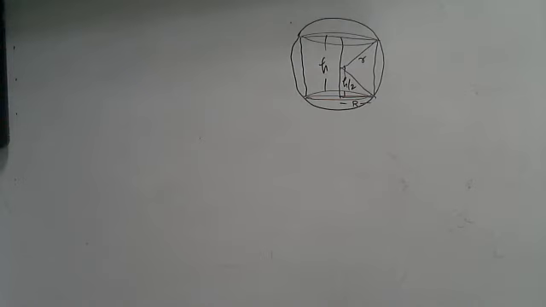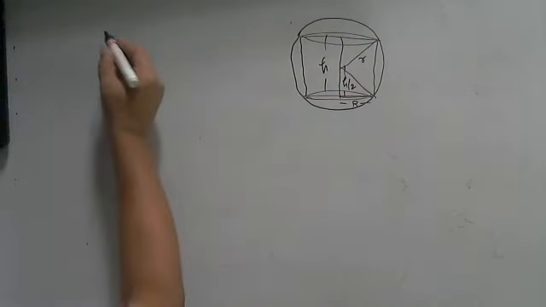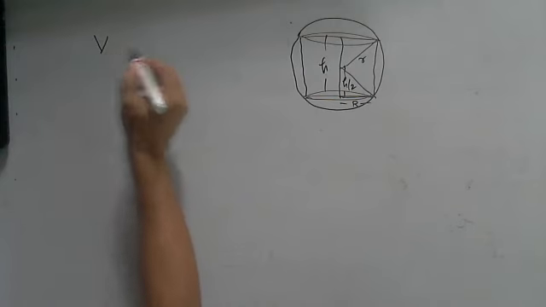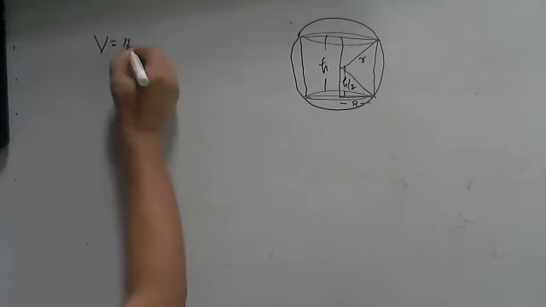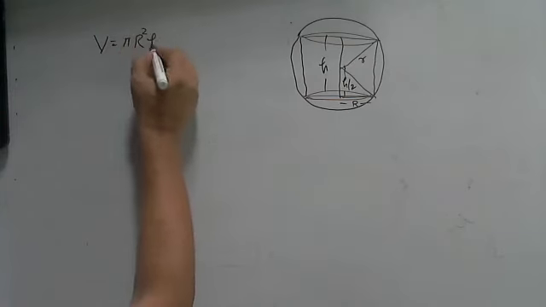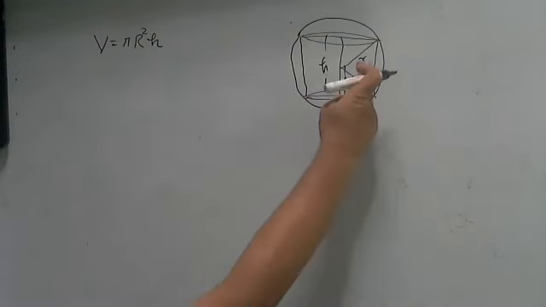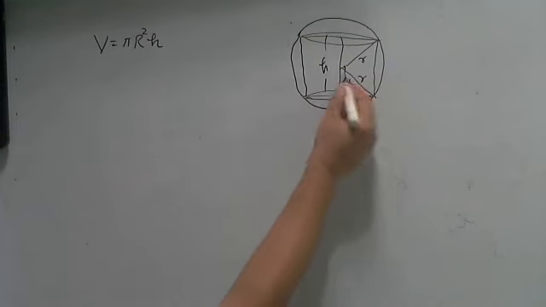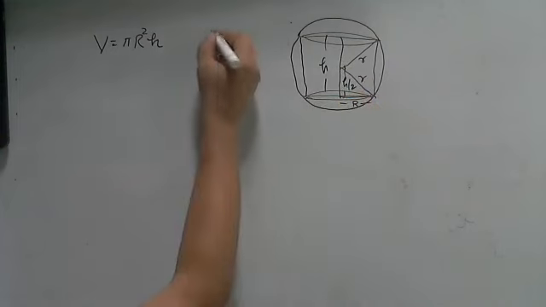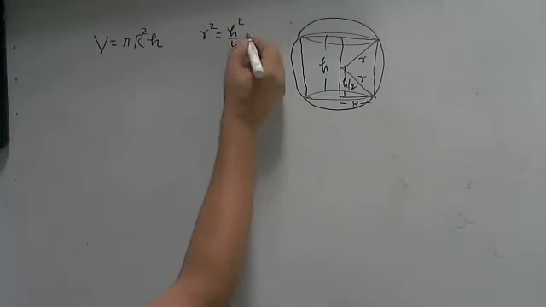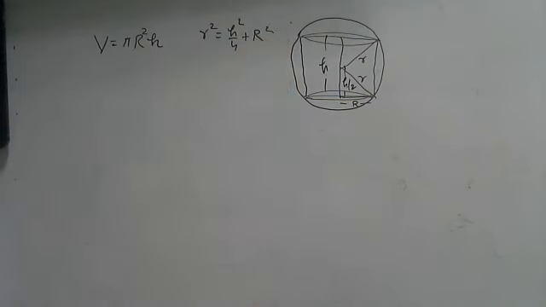Now we need to maximize the volume of the cylinder, and we all know the formula: volume of cylinder is pi r square h. Now by this relation, R will be the hypotenuse, so R square is equal to (h by 2) square plus r square. R square is equal to h square upon 4 plus r square.